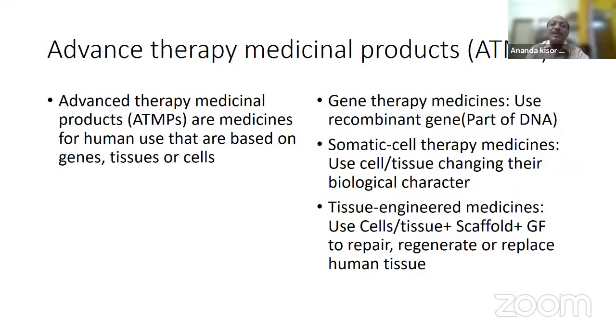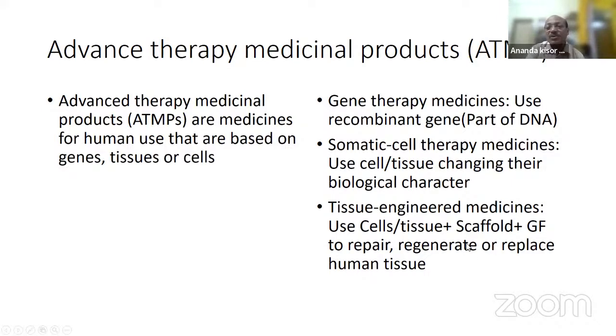Another is somatic cell therapy. Somatic cell therapy medicines use the cells of the tissue as a whole for changing their biological character, which can be inserted in the host tissues. That is taken from the donor tissue and changed in the laboratory. Their character is changed, and the whole cell of the tissue is infused in the host tissue for serving different functions.